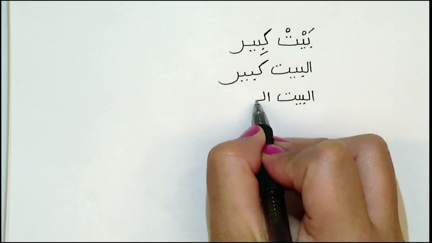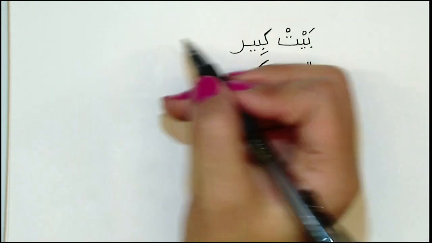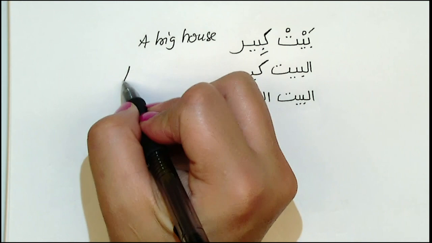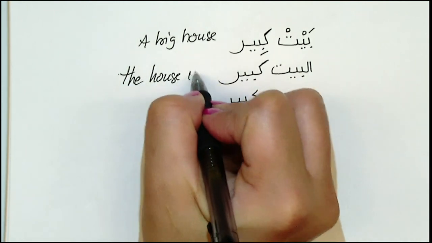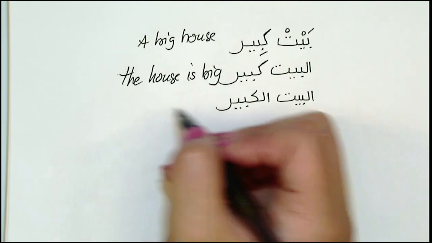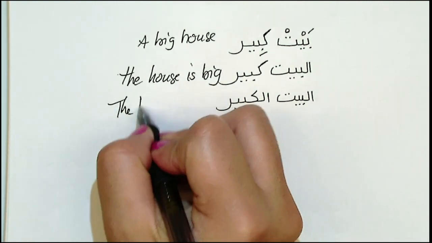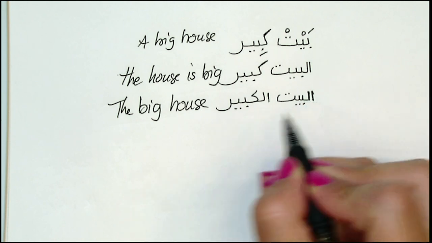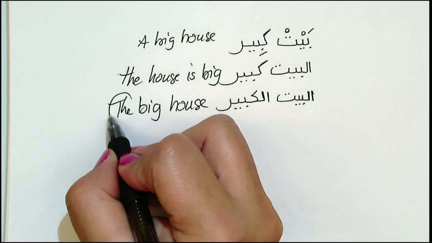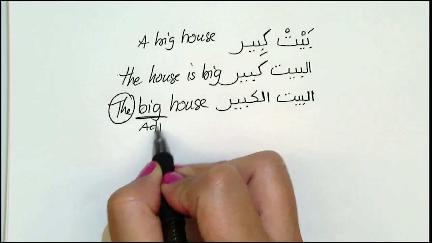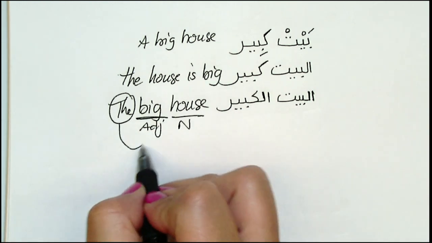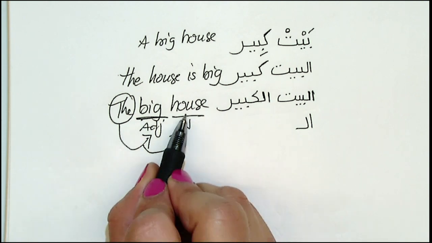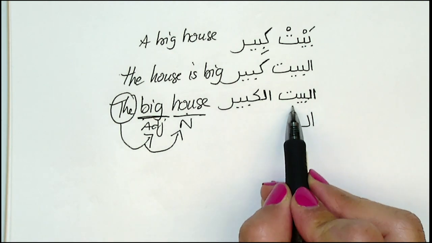Al-bayt al-kabir. Here this is a big house. The house is big. And al-bayt al-kabir, the big house. The noun takes Alif Laam and the adjective also takes Alif Laam once you place the adjective first in English and then the noun next. So the definite Alif Laam defines the adjective and the noun.